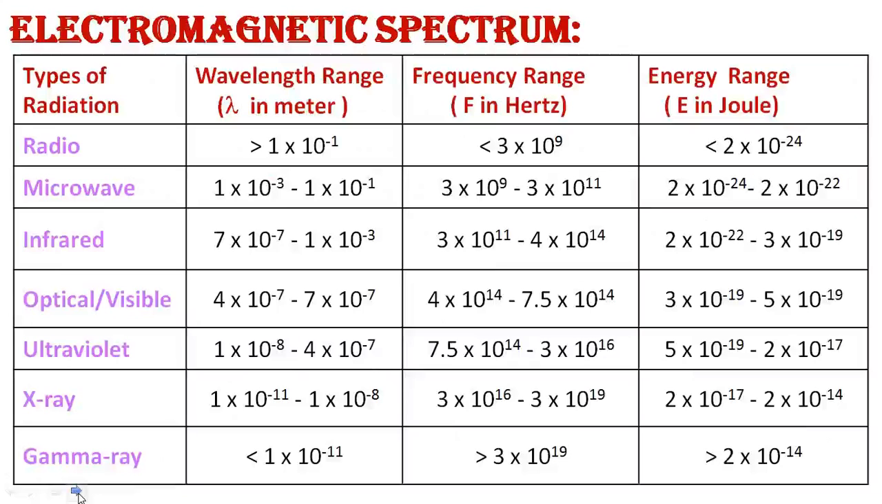This table gives the various electromagnetic spectrum blocks: radio wave, microwave, infrared, optical visible, ultraviolet, X-ray and gamma ray, with their wavelength range, frequency range and energy. Wavelength is in meters, frequency in hertz, and energy in joules. For radio waves, the wavelength is greater than 0.1 meter, the frequency is less than 3 gigahertz, and the energy is less than 2 × 10^-24. Similarly for microwave, infrared, optical, ultraviolet, X-ray, and gamma.